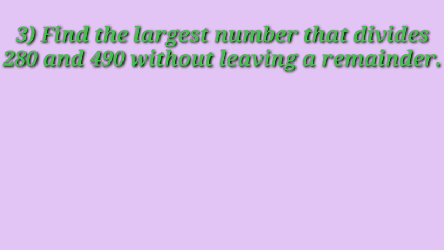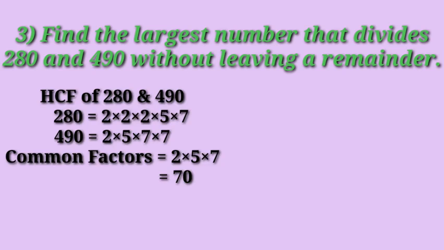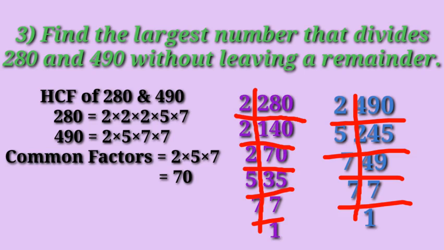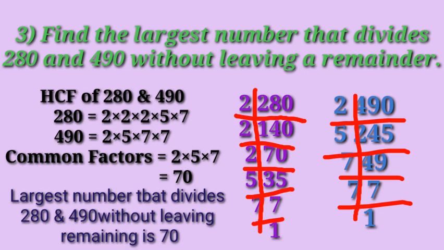into 2 into 5 into 7. Then 490: again you take the factors, 2 into 5 into 5 into 7 into 7. So you select the common factors: 2 is there, 5 is there, and 7. Already you learned in HCF how to find only the highest common factors. So the common factors are 2 into 5 into 7.